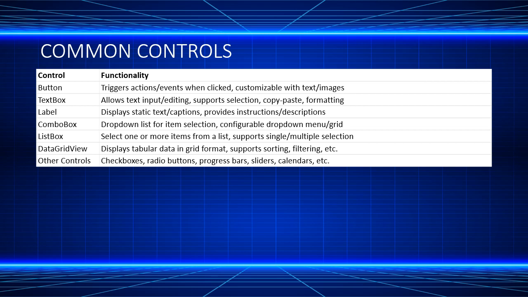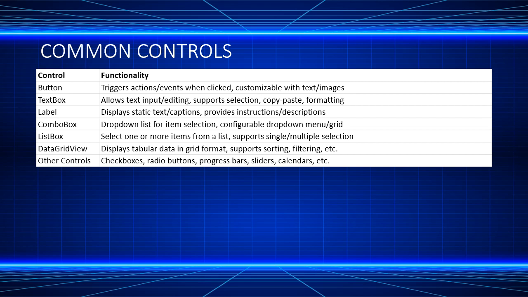List box. List boxes allow users to select one or more items from a list of options. They support single selection or multiple selection modes and can display a scroll bar for navigating through large lists. Data grid view. Data grid views are used to display tabular data in a grid format. They support features such as sorting, filtering, editing, and formatting of data columns. Other controls. Windows Forms offers a wide range of additional controls including checkboxes, radio buttons, progress bars, sliders, calendars, and more. These controls cater to various UI requirements and enable developers to create rich and interactive user interfaces.